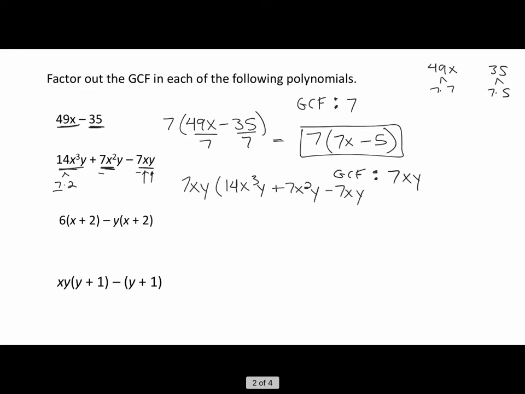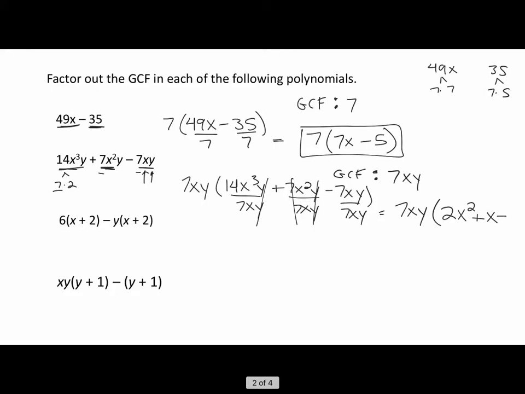And in order to write this as a product, we need to divide by 7xy to see what remains for each of these terms. Okay, so 7xy being multiplied by the remaining polynomial. So for the first term, 14 divided by 7 is 2. And x cubed divided by x is x squared. And the y's will cancel out multiplicatively. The middle term, 7 divided by 7 is 1. x squared divided by x is x, and the y's will cancel out.